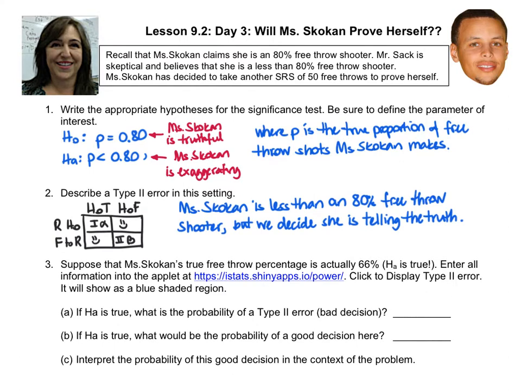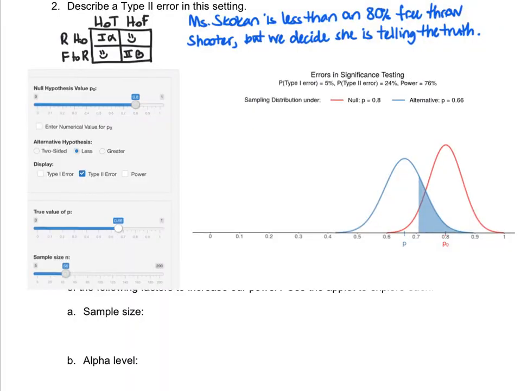Suppose that Miss Skokin's true free throw percentage is actually 66%, and that means that the alternative hypothesis would be true. Enter all the information into the applet shown and click to display a type 2 error. It will show up as a blue shaded region. So here are the settings that we put in. The null hypothesis value is 0.80. The alternative hypothesis is in the less than direction. We clicked on type 2 error and we gave the true value of the population proportion as 0.66. And we had a sample size of 50 free throws.